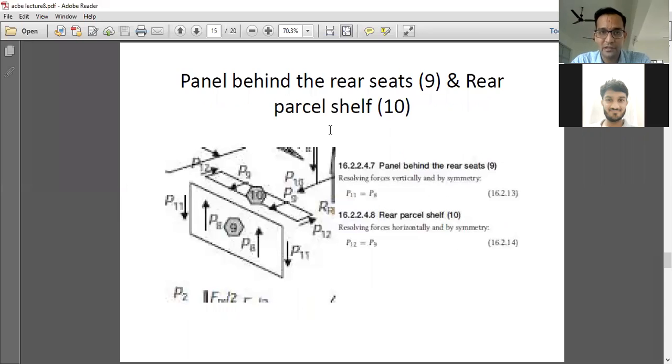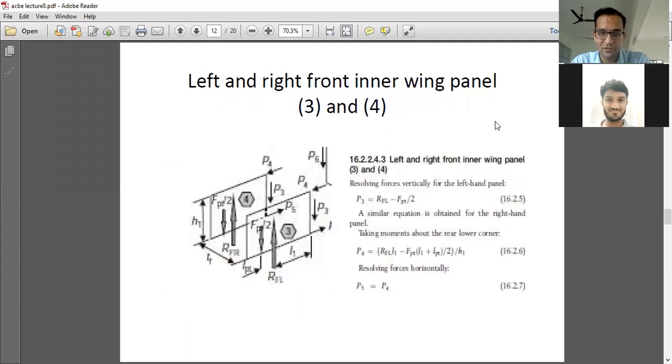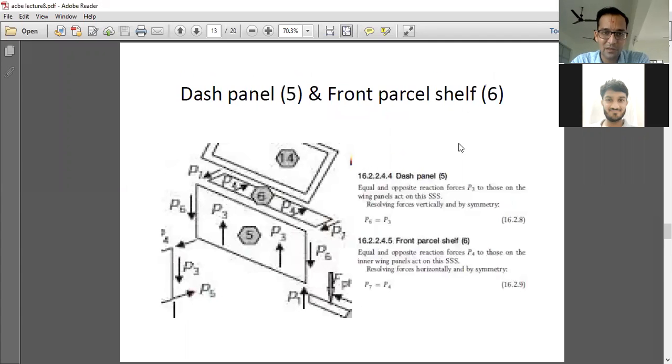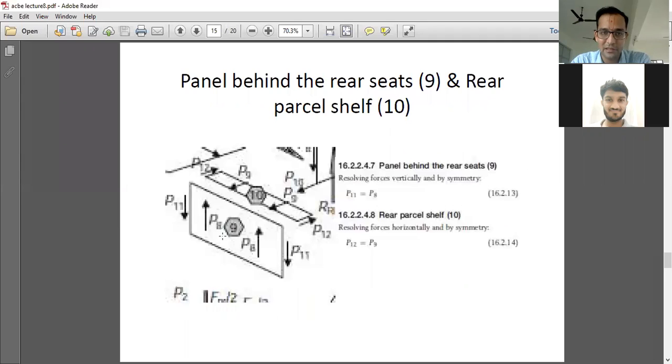Now if I move ahead to panel number 9 and 10, as we have seen for panel number 5 and 6, we have the same configuration. 5 was the dash panel, 6 was the front parcel shelf. In similar manner, 9 is the panel behind the rear seats, and 10 is the rear parcel shelf. We have action and reaction over here. This is the action that we are referring to. This is the reaction that we have studied. I have already discussed this parameter for panel 5 and 6. In similar manner, we have this particular configuration.